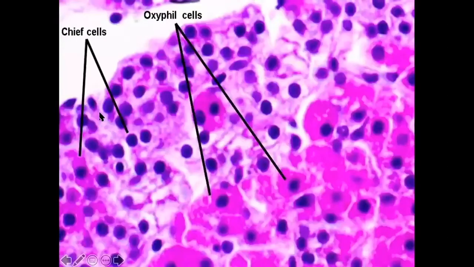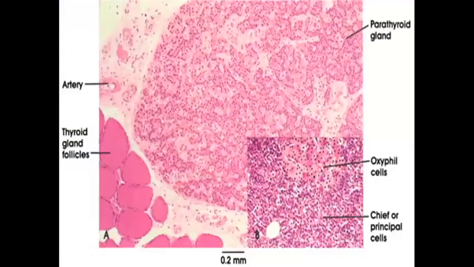What we're looking at here is an extreme close-up. So all these dark purple cells are the chief cells. Chief cells secrete PTH. When it looks pink and puffy, those are the oxyphil cells. I'm not going to ask you what the oxyphil cells secrete because we don't know. We know there's some PTH being secreted from here, but overall, it's still being researched.